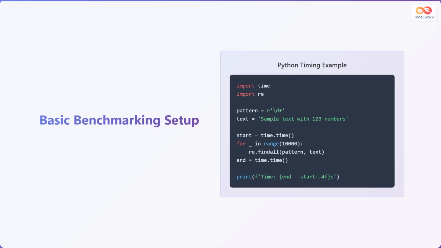Here's a basic example of how you can set up benchmarking in Python. First, import the time and re modules. Then, define your regular expression pattern and the text you want to search within. Record the start time, run the regular expression search multiple times in a loop, and then record the end time. Finally, calculate the time taken and print the result. This gives you a simple way to measure how long a regular expression takes to execute.